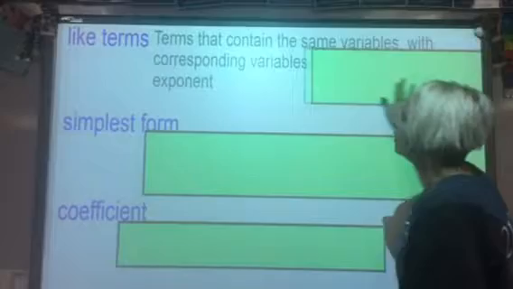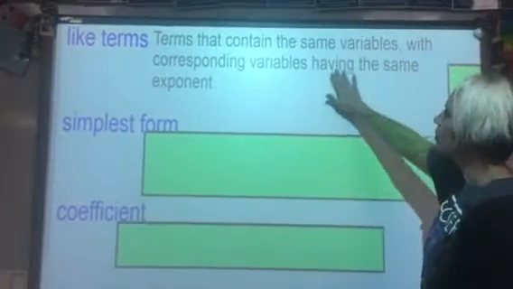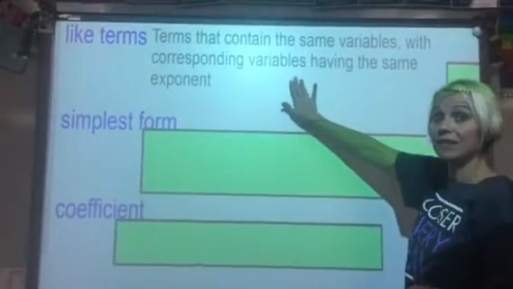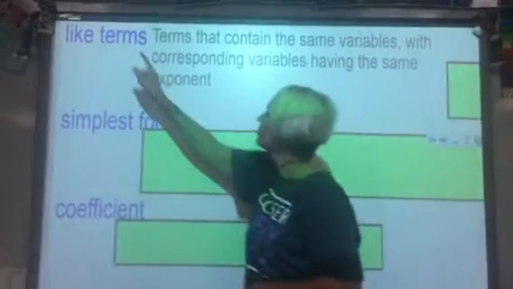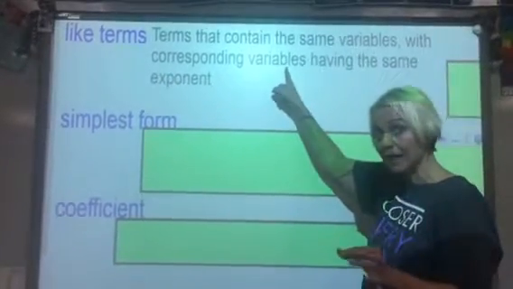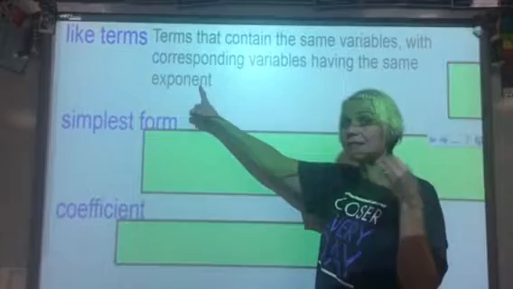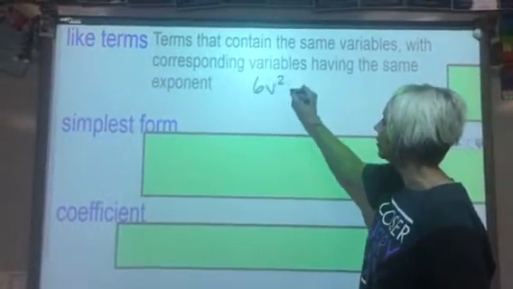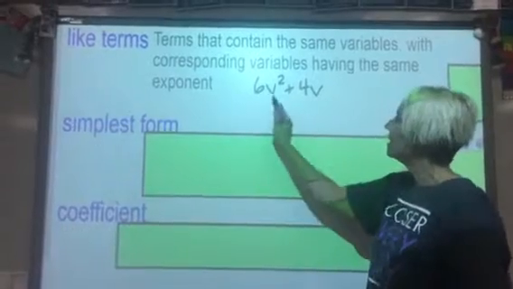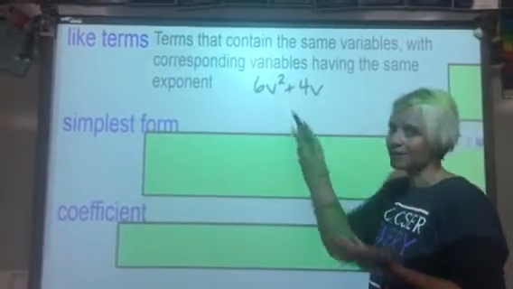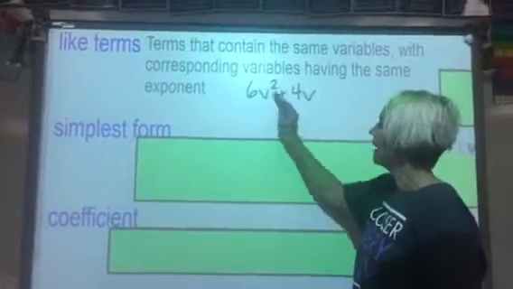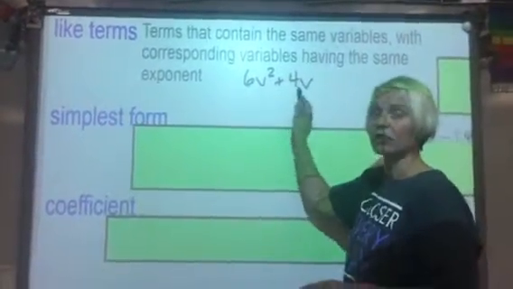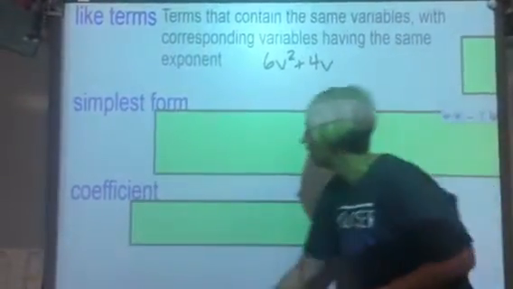Like terms are terms that contain the same variables with corresponding variables having the same exponent. So in order to be like terms, it's got to be same variable, same letter, and same exponent, same power. So for example, in that last example, we had 6v squared plus 4v, something like that. These are different powers, same letter, v, but different powers. So these are not like terms. That's why I can't put them together.